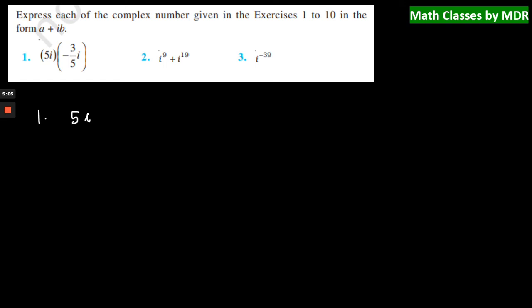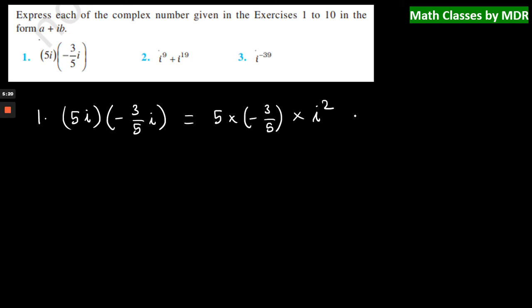Let us see that. 5i into minus 3 by 5i is equal to, so i into i is i square, and then we can write it as minus 3 by 5 into i square. So that 5 gets cancelled, and we have minus 3, and what is i square? i square is minus 1, which gives plus 3. So how can we write it in the form a plus ib? It can be written as 3 plus 0i, where a equals 3 here, b equals 0 here.